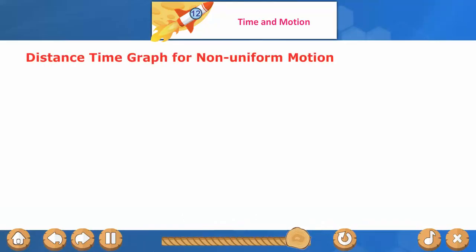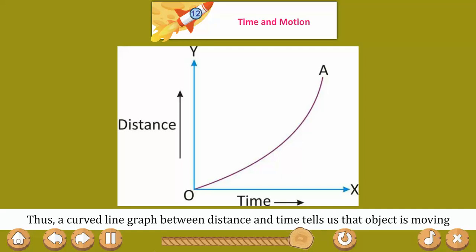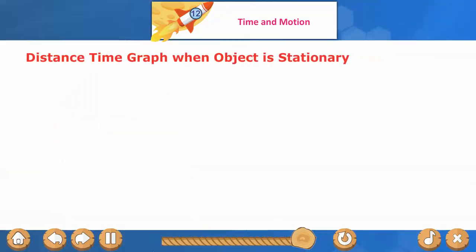Distance time graph for non-uniform motion. The distance time graph for an object having non-uniform motion, that is non-uniform speed, is a curved line. Thus, a curved line graph between distance and time tells us that the object is moving with a non-uniform speed.